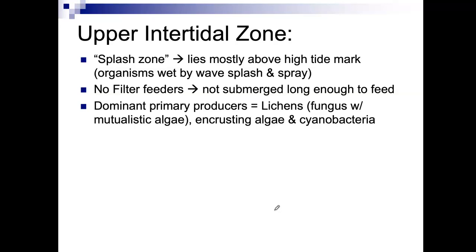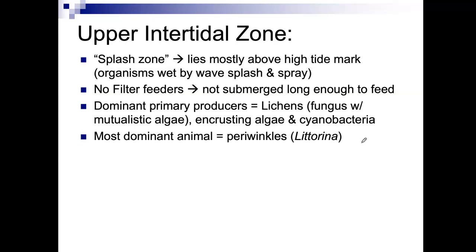And then your dominant primary producers are going to be things like lichens. I'm going to show you a lichen in just a minute. It's a fungus with a mutualistic algae that lives inside of it. And that algae can do photosynthesis and produces nutrients for that fungus. And in return, the fungus is going to provide a stationary place for that algae to attach to the rock. Then we have encrusting algae and cyanobacteria. I'll show you what these look like. These are your dominant primary producers in the upper intertidal zone.